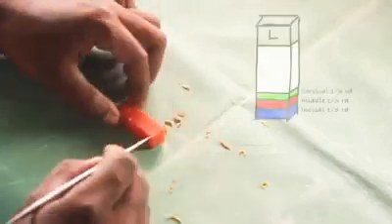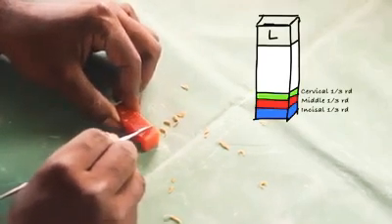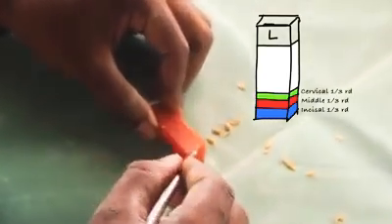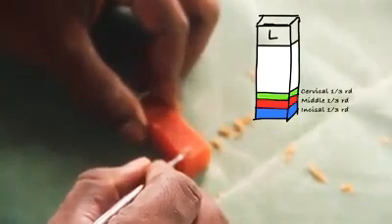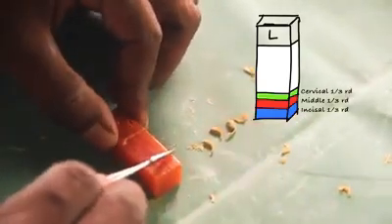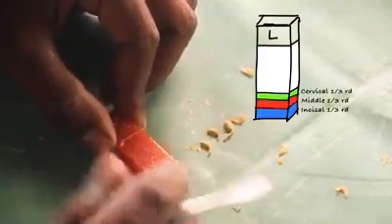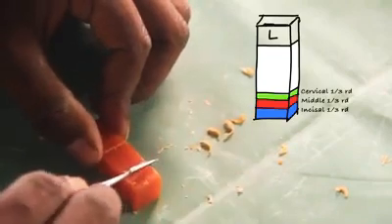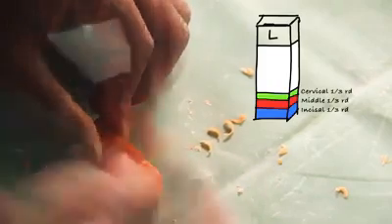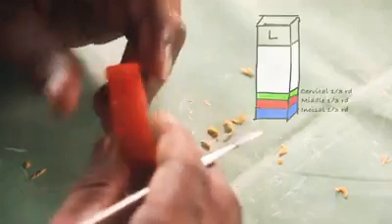The next thing is divide the labial side into 3 equal parts. Okay, 3 equal parts means this part is called the incisal 1/3, this part is called the middle 1/3, this part is called the cervical 1/3. So divide the crown into 3 equal parts. As we can see, we have divided the whole crown into 3 equal parts.